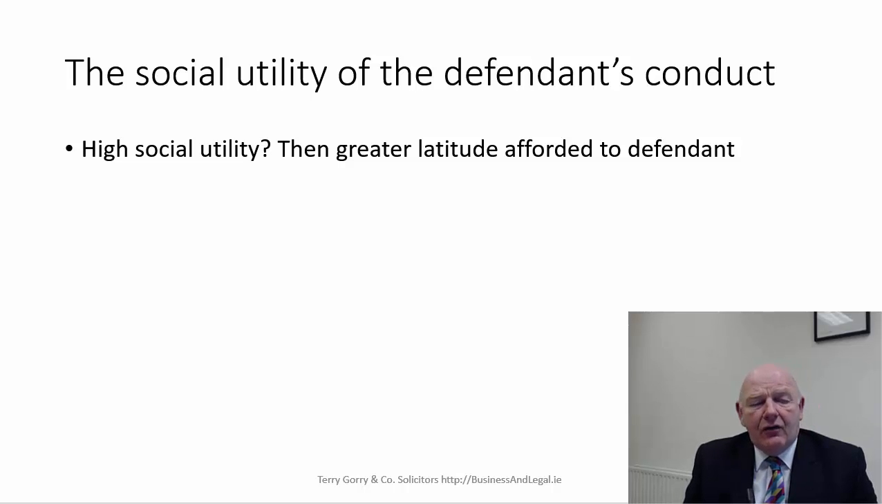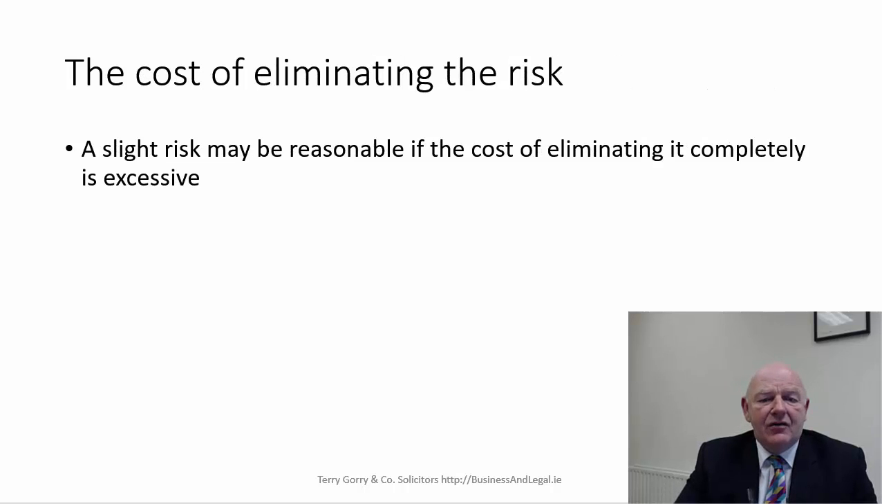The third factor a court might look at in assessing negligence is the social utility of the defendant's conduct. If the activity has a high social utility, then greater latitude will be afforded to the defendant. Social utility has to do with, for example, maybe a Boy Scout leader bringing children on a trip or something of that nature. Clearly there is great social utility in that and in any contribution towards society generally. So a person in that situation will be afforded a slightly greater degree of latitude.